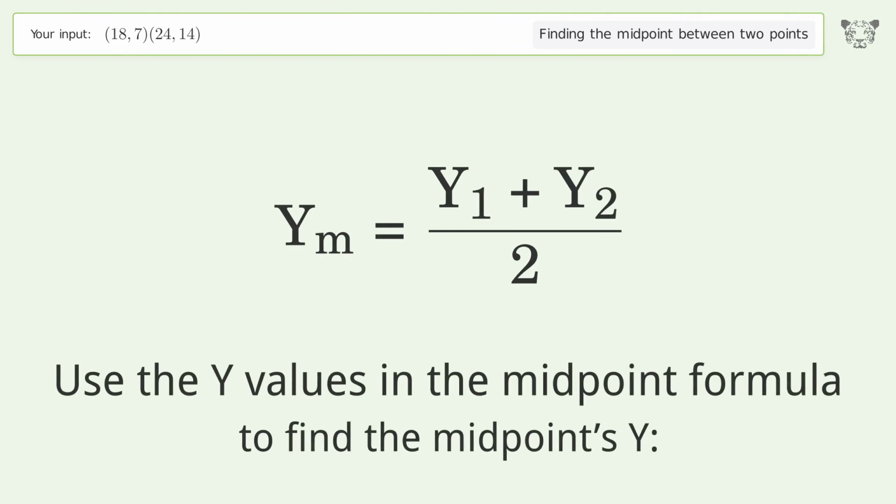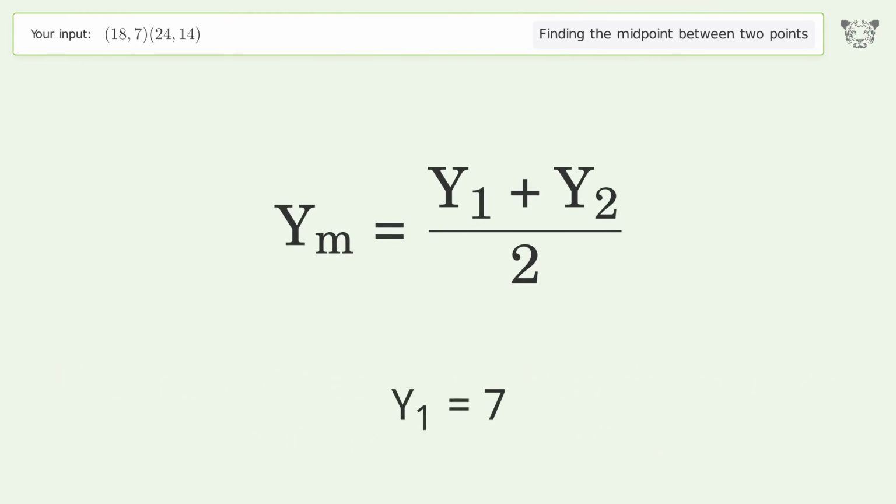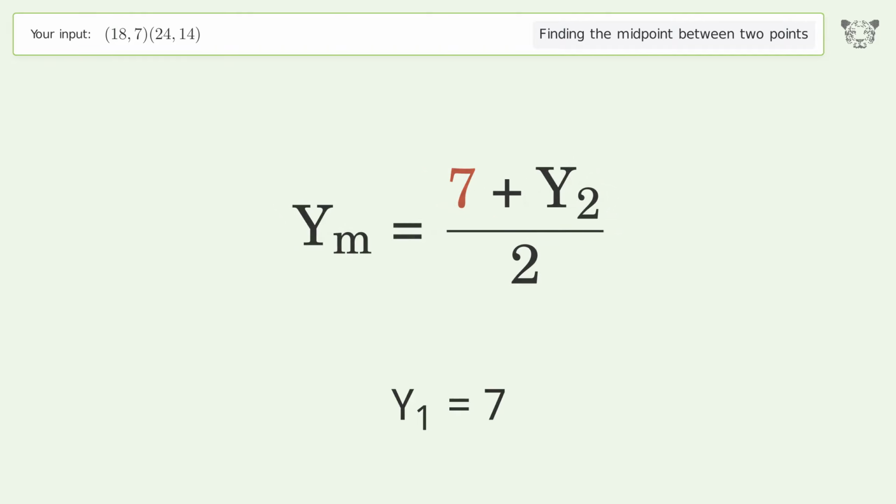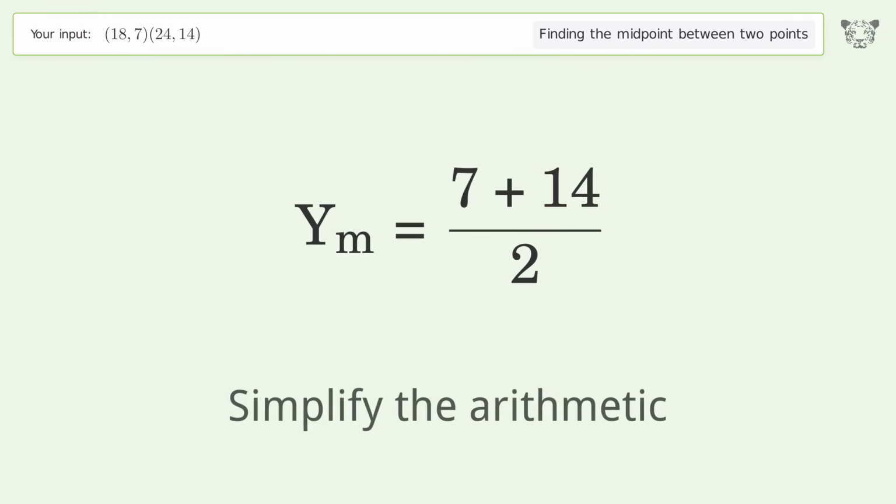Use the y values in the midpoint formula to find the midpoint's y. y1 equals 7. y2 equals 14. Simplify the arithmetic.